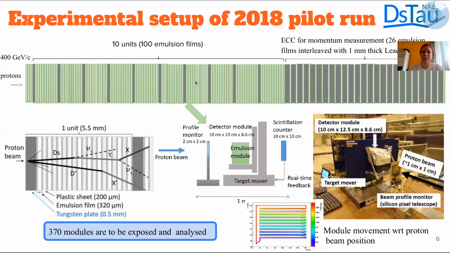Here is a schematic view of our detector. This is a basic unit. It's a tungsten plate followed by 10 emulsion plates interleaved with 9 plastic plates. Detector consists of 10 such basic units. There is a proton tagger in the upstream part, which is just 5 emulsion plates with 4 plastic plates, and a so-called emulsion cloud chamber, which is used for momentum measurement.